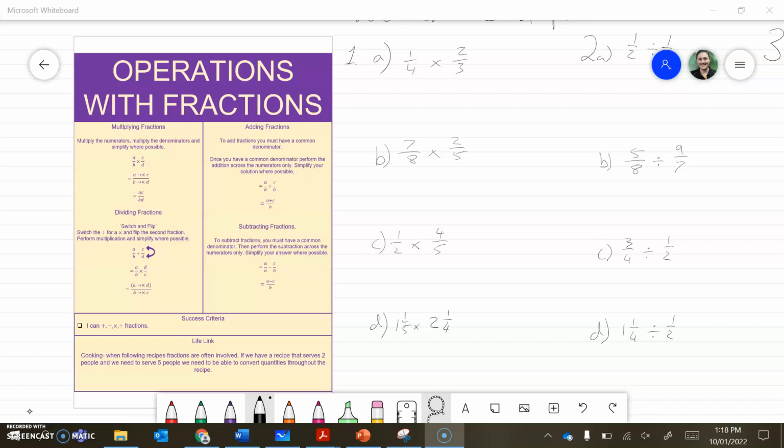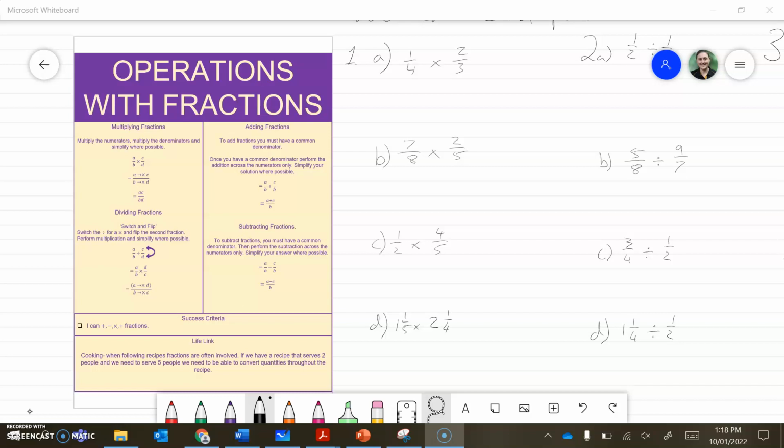your solution where possible. To divide, we switch the division sign for a times, and we flip only the second fraction. So we find the reciprocal of that second fraction, and then we perform multiplication and simplify. To add or subtract fractions, you must have a common denominator. So the first thing we need to do is find a common denominator and make equivalent fractions to have that denominator, and then we perform the operation.